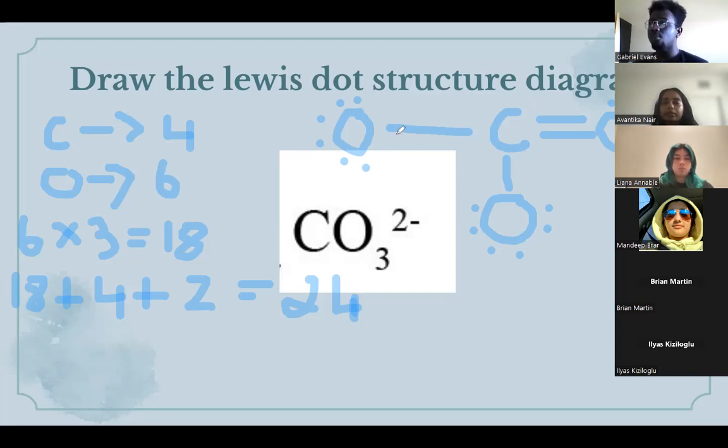I might be missing one, but wait, why did you start with carbon with 8 electrons if it only has 4 on the periodic table?